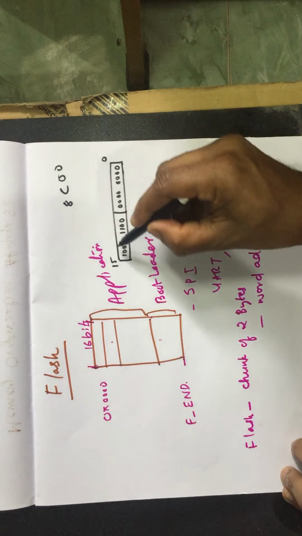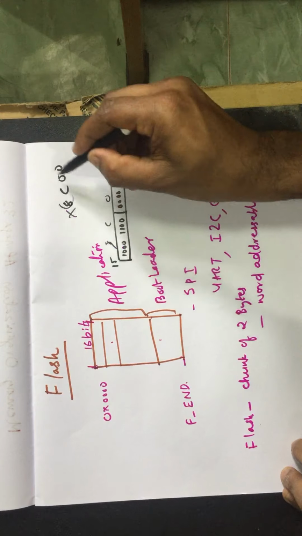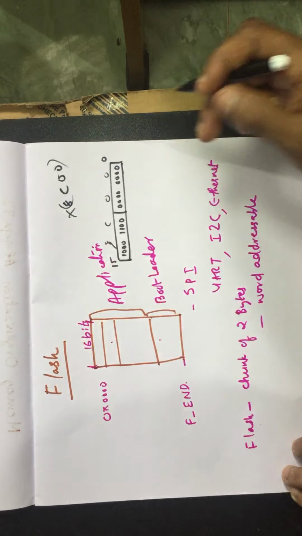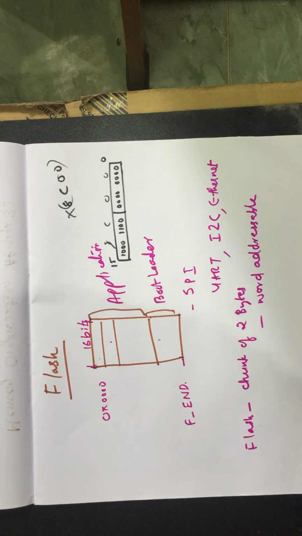1000 1100. So this is 16 bit. This is 8C00. This is hexadecimal. Remember, this is hexadecimal. So like that, 16 bit can be stored here.